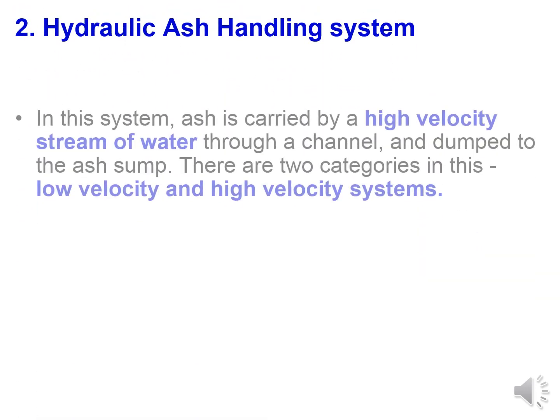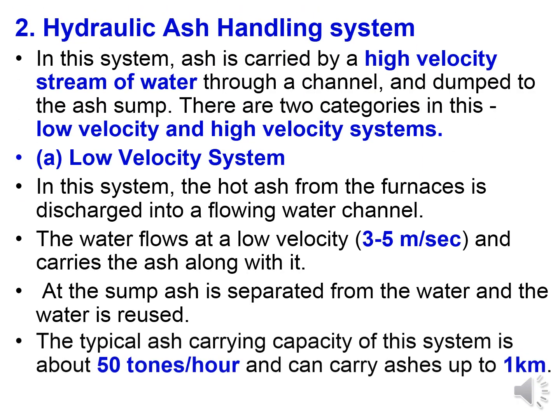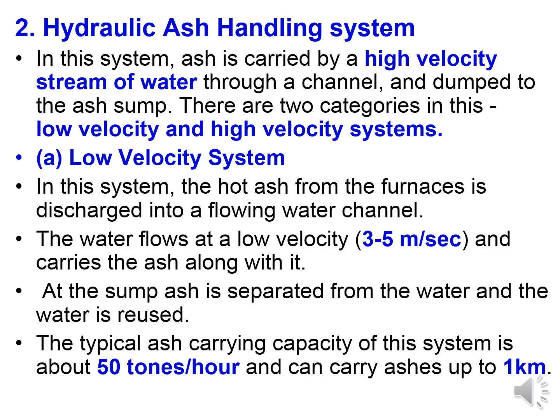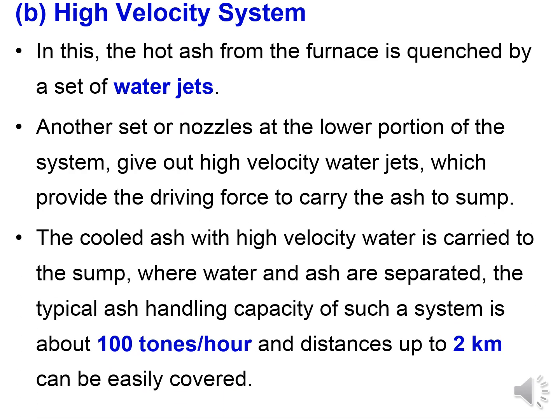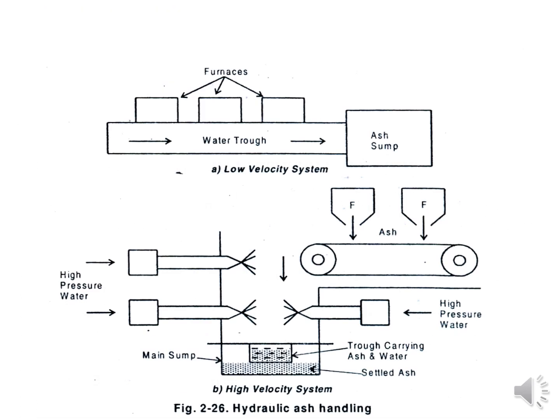Next, hydraulic ash handling system, I will go to the diagram again. See here, this is the hydraulic ash handling system. The first one is the low velocity system, the second one is the high velocity system. First we will see the first one. Furnaces, water trough, so the ash goes into the sump. Slowly the water is stored in this ash sump.